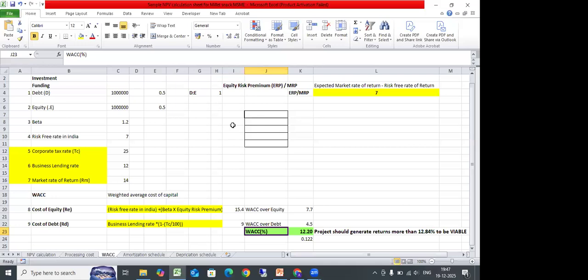So WACC. Our project should generate minimum 12.2 to make it viable. Otherwise, you will not create value. You will be on a losing side. Is it clear? Yes.